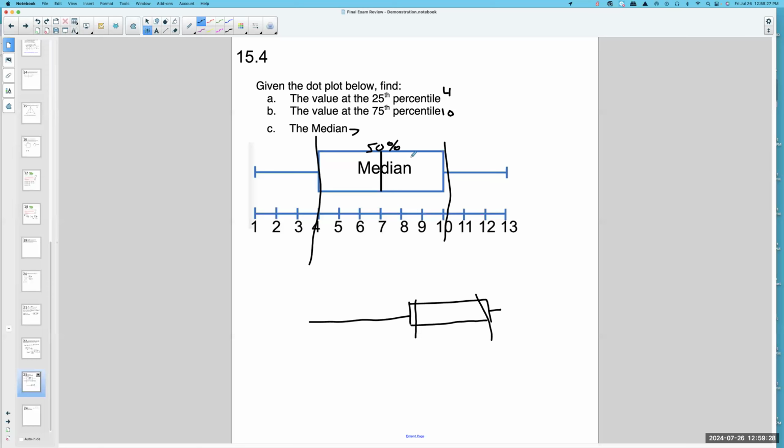But 50% of my data is in the box, 25% is above it, 25% is below it. Because the other 25 is here and here, right? 25, 25, 25, 25.